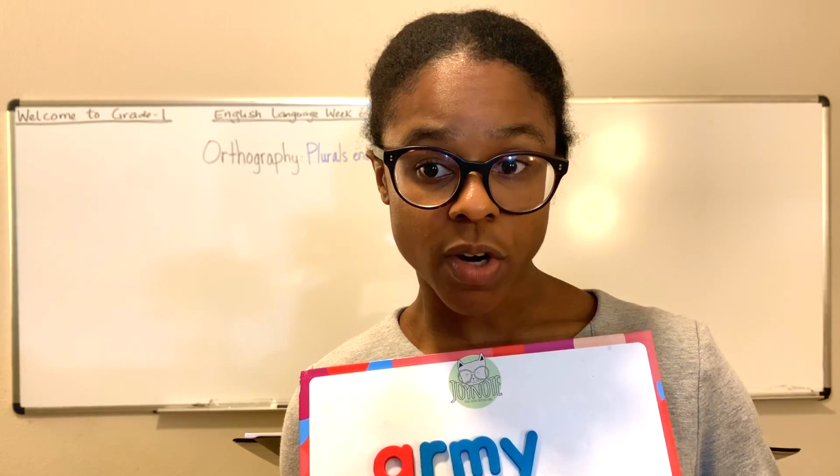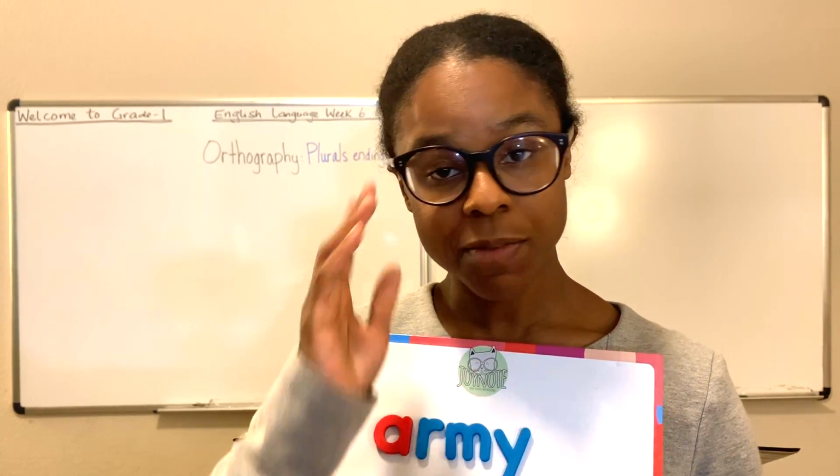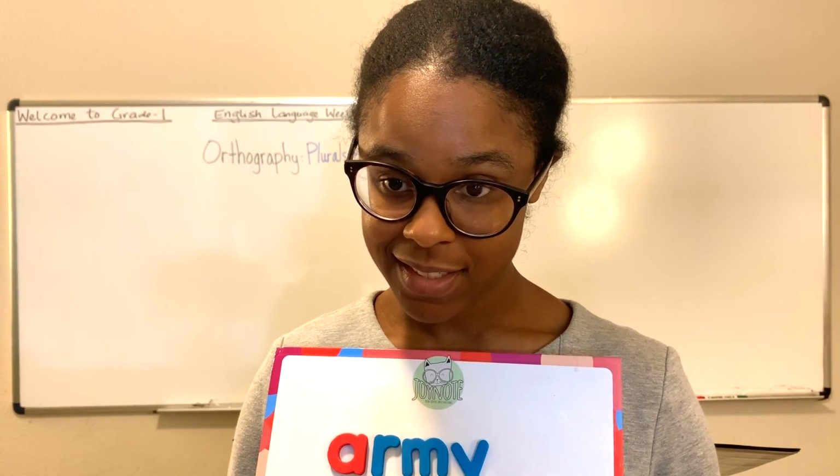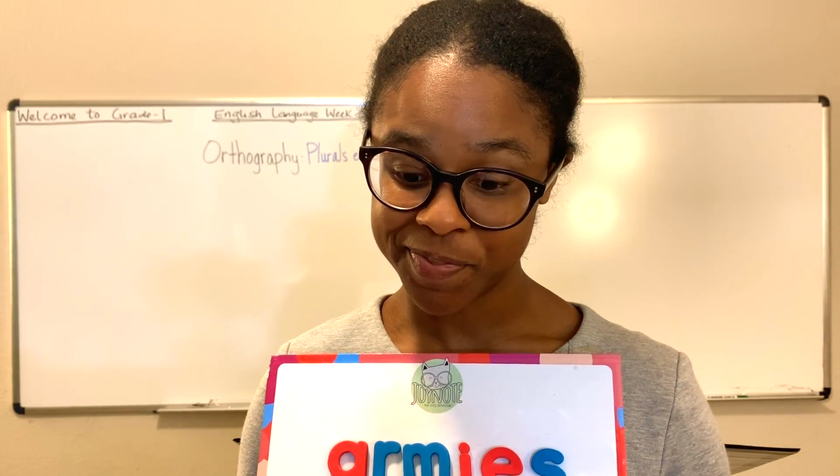What happens if there are armies? If it's a plural, if there's more than one army, we have armies coming against us. And what do we do with the Y? Well, it depends. We look at the preceding letter. This letter is M. It's a consonant. What do we do now that we know there's a consonant preceding? We remove the Y and replace it with IES. There are armies coming against us, and God is going to help us to defeat them all.